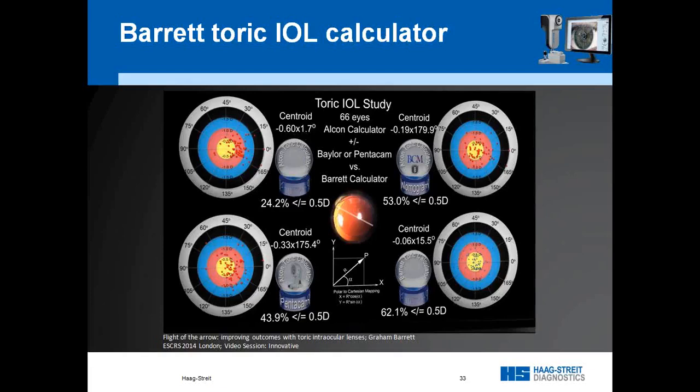So this error could only be cut in half using the measured posterior cornea. Now if we apply the Baylor toric nomogram from the data I just showed you in the previous slide, we can again get a better result. We can reduce the centroid to 0.2 diopters and increase the number of patients within half a diopter of residual astigmatism to more than 50%.